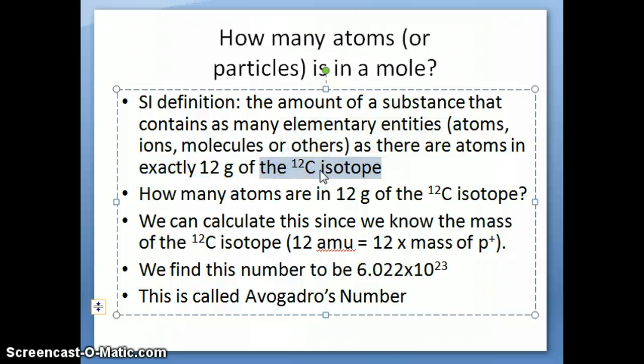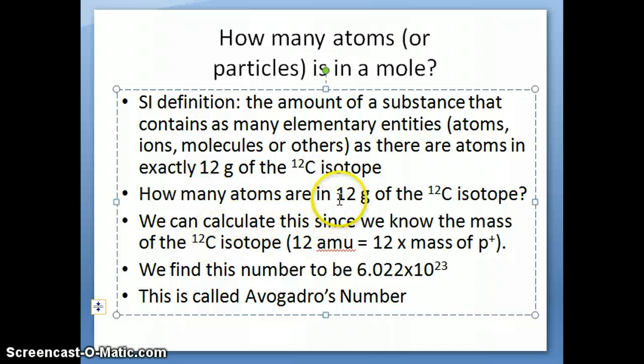Now you should remember that when we talked about atomic mass in the previous concept, we also used the carbon-12 isotope as a standard. So in this case, we are using the same standard, the carbon-12 isotope, to define a mole. We're saying that a mole is the number of atoms that you can find in 12 grams of a carbon-12 isotope. So then the question is, how many atoms is that? What is that number? Well, we can calculate this.